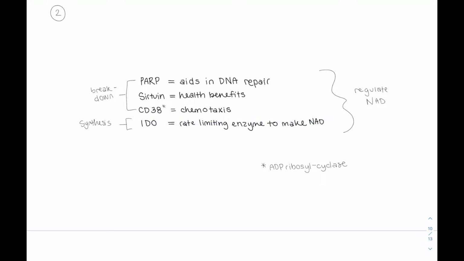And then we talked about IDO a little earlier when we were talking about that de novo pathway synthesizing NAD.